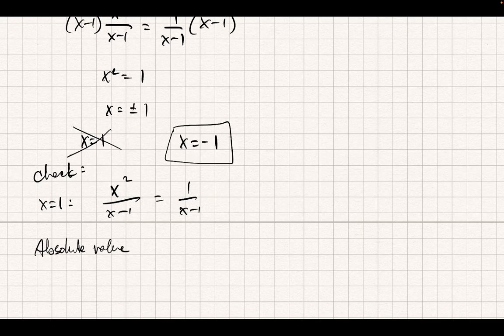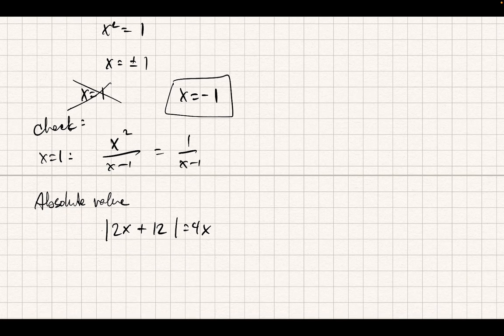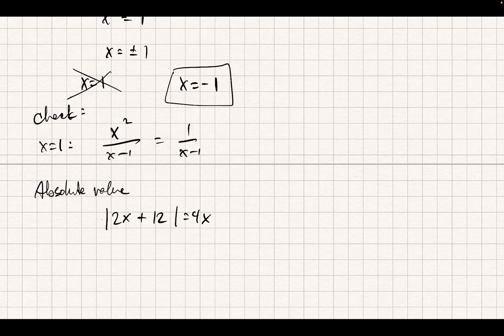Oh yeah, absolute value. So if we have the absolute value of 2x plus 12 equals 4x, wouldn't you have to do negative 2x plus 12? It means it's the absolute value.